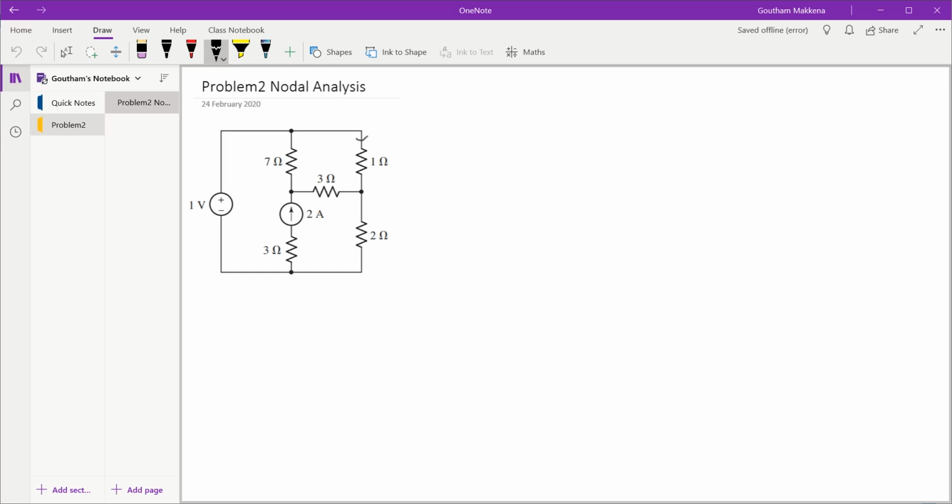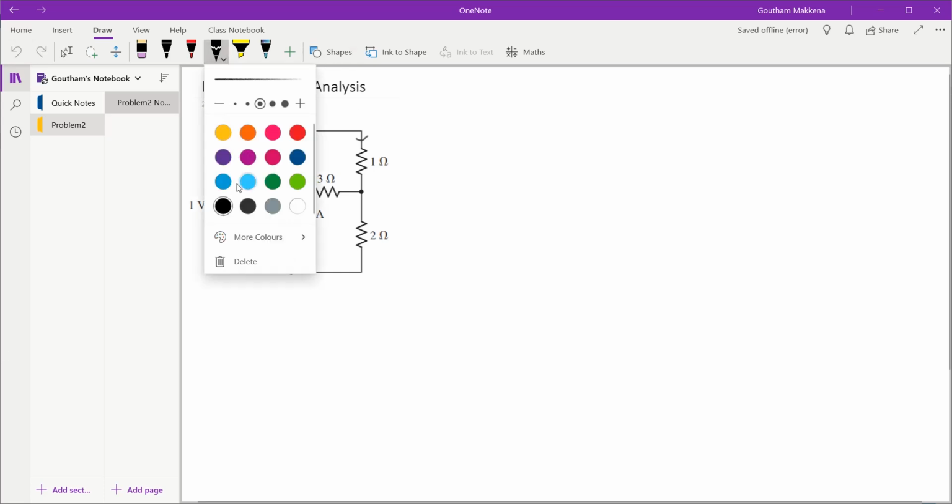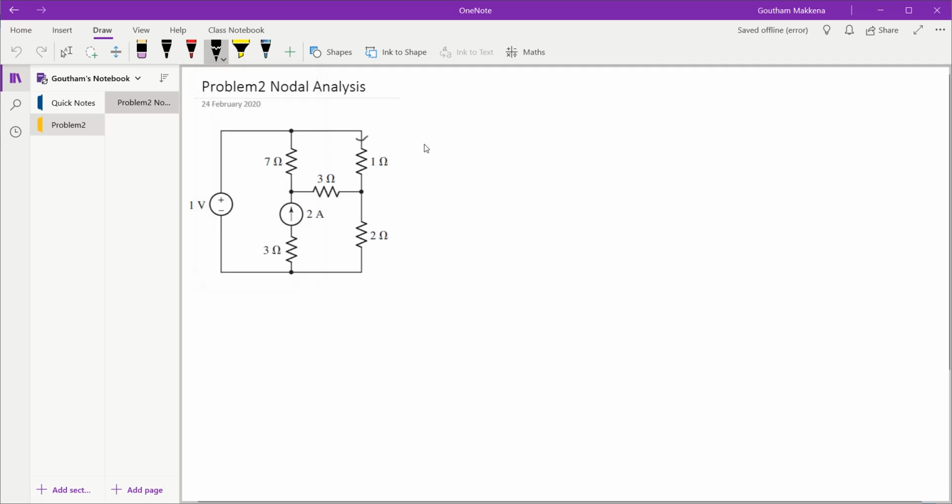So let's start with this problem. Again, the objective of the videos remains the same. We'll take a problem and solve it using all the methods that we have learned so far in the class, like nodal analysis, mesh analysis, Thevenin's theorem, superposition theorem, and we'll see that all these methods converge to the same answer. Whatever may be the methodology, the answer you get should be the same.